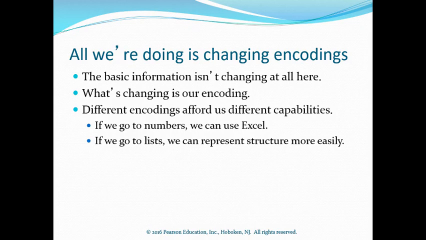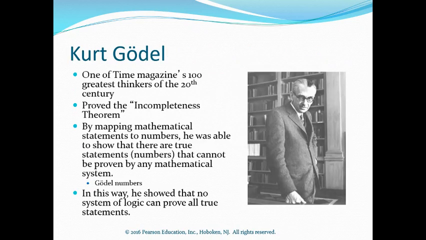What's different is our encoding. The different encodings afford us different capabilities. If we go to numbers, we can use Excel. If we go to lists, we can represent structure more easily.